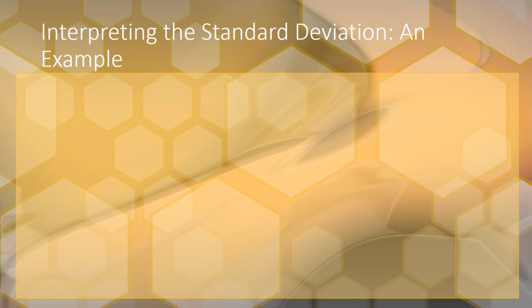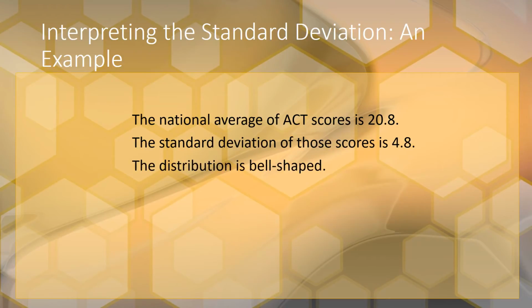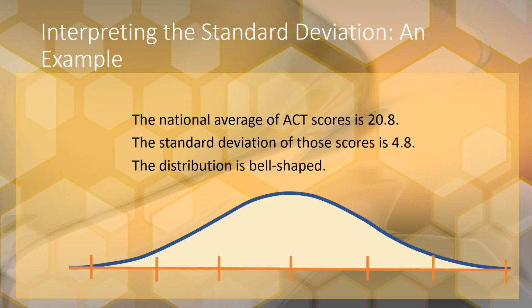Here's an example of how to interpret the standard deviation. If you Google ACT scores, you'll find that the national average of ACT scores is 20.8. The standard deviation of those scores is 4.8. And the distribution is bell-shaped. Remember, bell-shaped means it's mountain-shaped, like this. On here I have these lines, and the middle one represents the mean, because remember the mean for a bell-shaped histogram is in the middle.